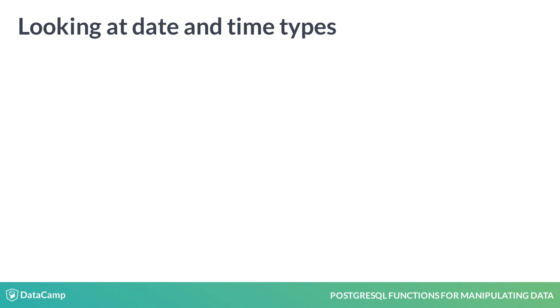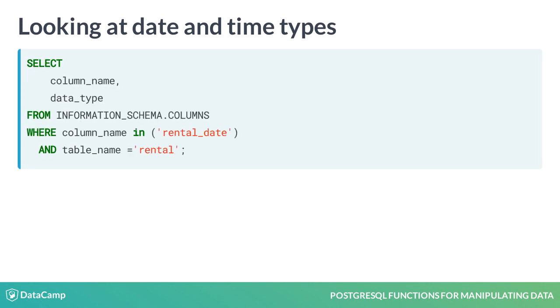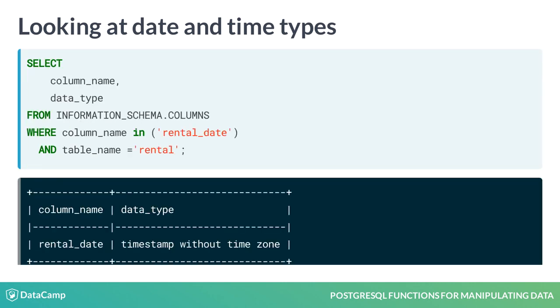We can use the same technique that we learned in the previous lesson to determine information about a column with a date and time type by querying the information schema system database. If we look at the rental date column of the rental table, you'll see that this is a timestamp. However, you'll also notice the without time zone reference.